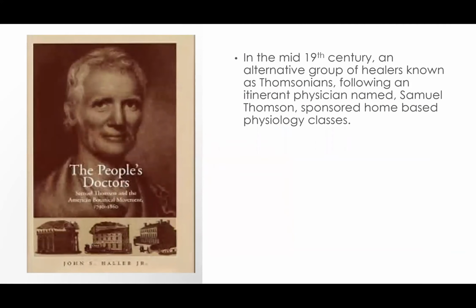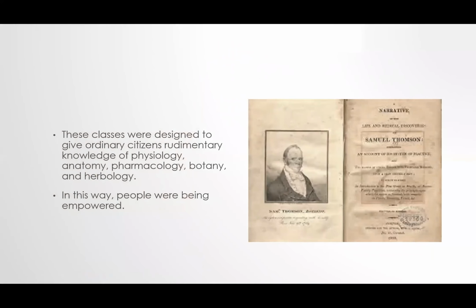In the mid-19th century, an alternative group of healers known as Thomsonians, following an itinerant physician named Samuel Thomson, sponsored home-based physiology classes. These classes were designed to give ordinary citizens rudimentary knowledge of physiology, anatomy, pharmacology, botany, and herbology. In this way, people were being empowered.